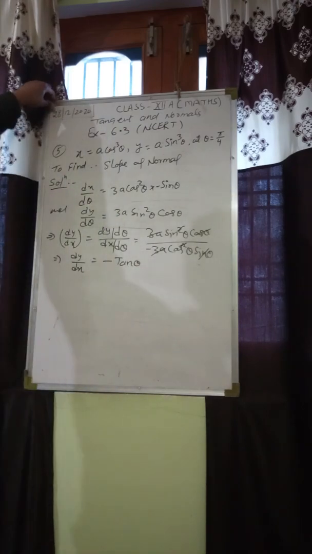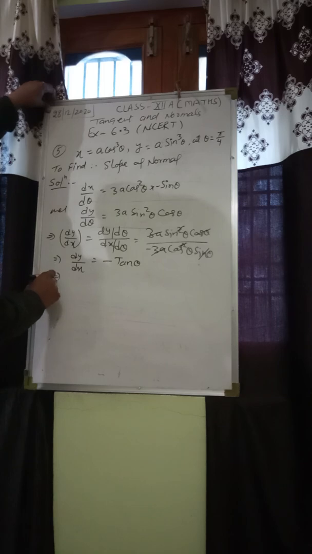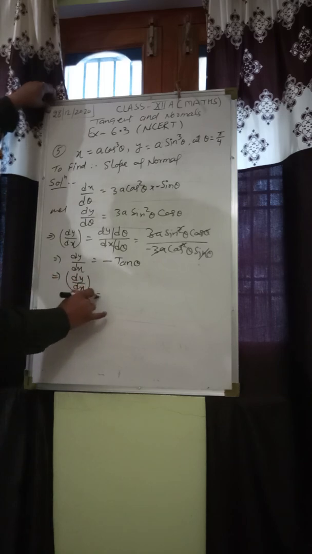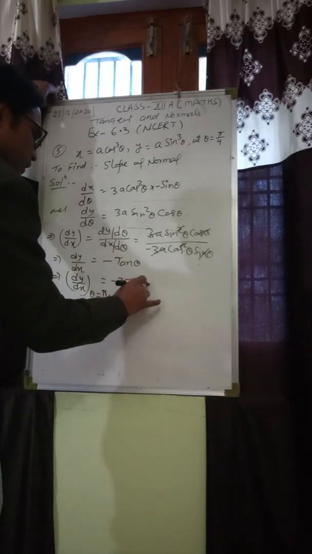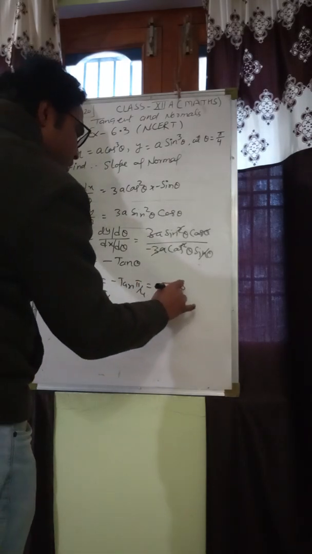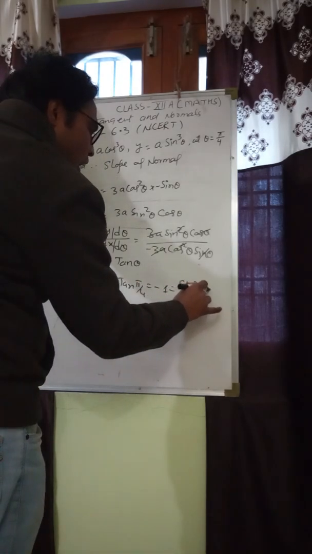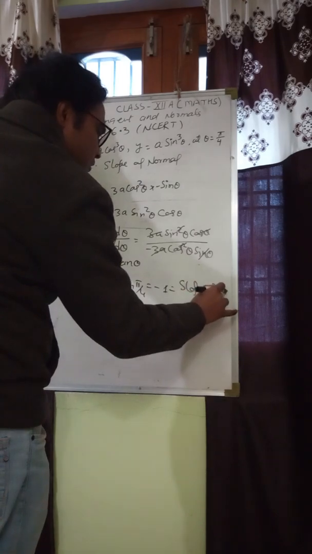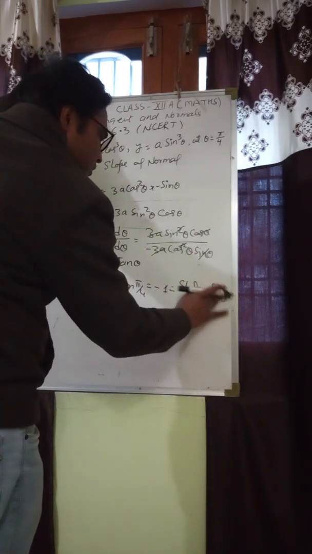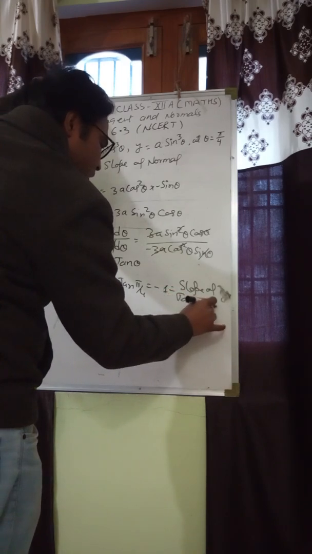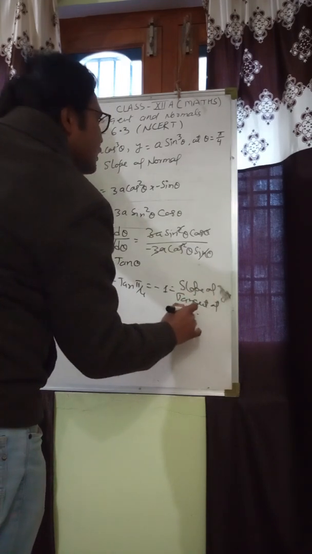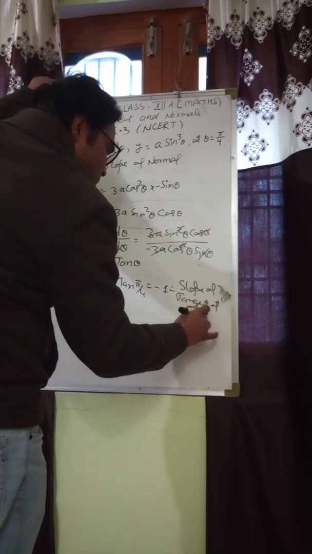So what will be the slope of the tangent at theta is equal to pi by 4? That is minus tan pi by 4, that is minus 1. That is the slope of the tangent at the given point, theta is equal to pi by 4.